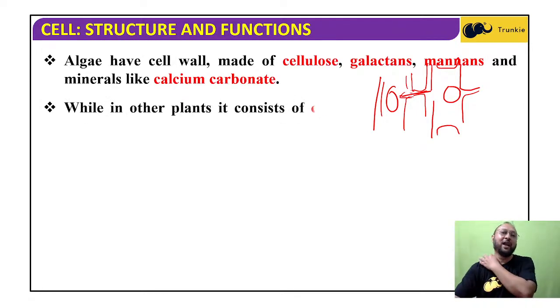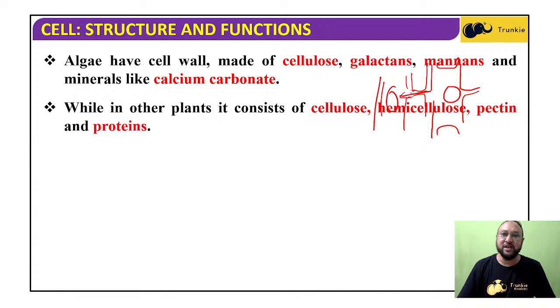Algae have cell walls made of cellulose, galactans, mannans, and minerals like calcium carbonate. There are some differences in the chemical composition of the cell wall in different groups of plants and different groups of organisms. For example, the cell wall of bacteria is different from the cell wall of green plants. Algae have cell walls made of cellulose, galactans, mannans, and minerals like calcium carbonate, while in other plants it consists of cellulose, hemicellulose, pectin, and proteins.